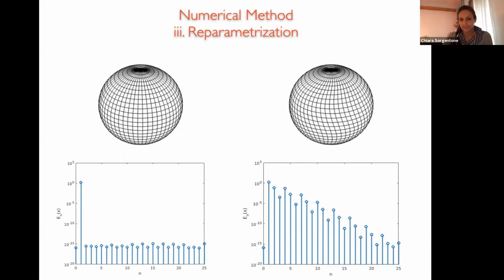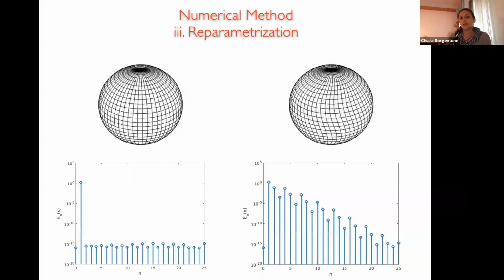So there are two spheres, they are exactly the same surfaces, but I distribute the points in a different way. In the first case, you can see that the spectrum decays with only one mode, while in the second case, where the grid is distorted, the spectrum decays much slower. And of course, we don't like a spectrum that decays that slowly, because that may introduce numerical instabilities.